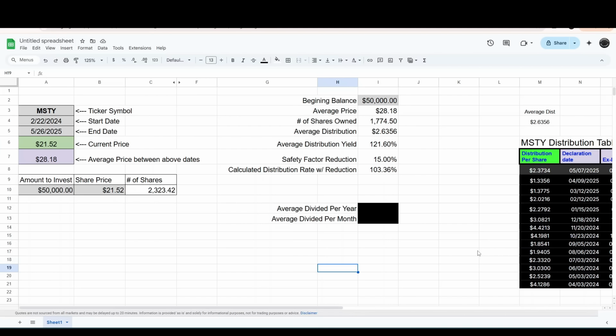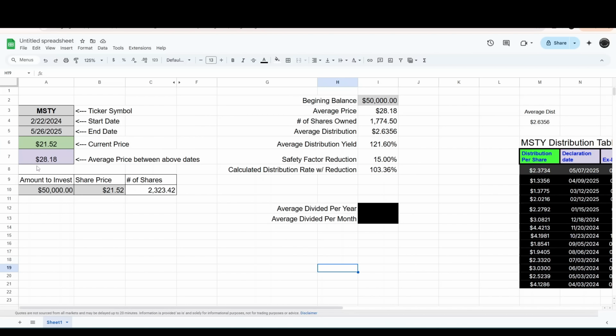Okay, so here we are on the spreadsheet, and for this one I've got it showing MSTY. Just to go over it real quick, we have a ticker symbol, the start date, and the end date on the left side. It will show a current price, and then it will also show the average price throughout the dates that you have above. So if I change that date from the inception date, which is February 22nd, it will give me that average price from that date up until today's date and provide that in this little purple cell right here.